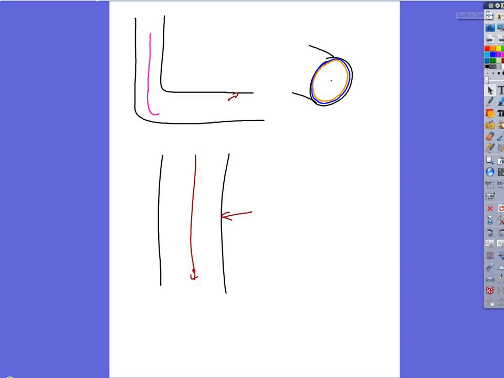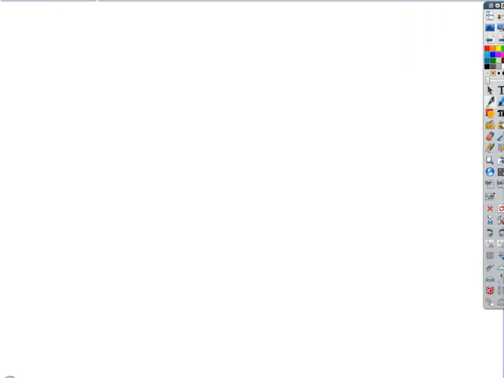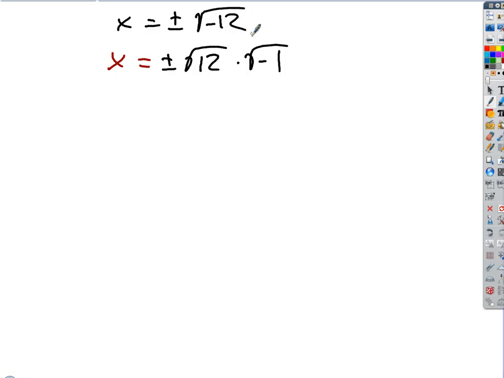Back to our example. Oops. Where is our example? Oh. Well, I guess it wasn't on there. Let's make one real quick. I want to show you how we finish this up. I think our example looks something like this. Didn't we end up with an answer being x equals plus or minus the square root of 12 times the square root of -1, right? We split it up that way because we started off with x equals plus or minus the square root of -12, and we broke that up into the positive 12 and the -1, right?